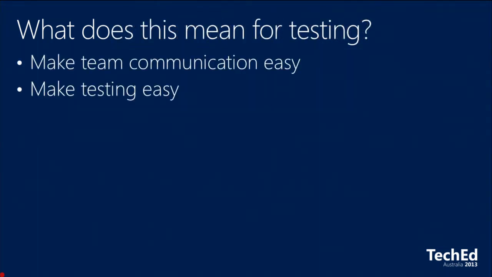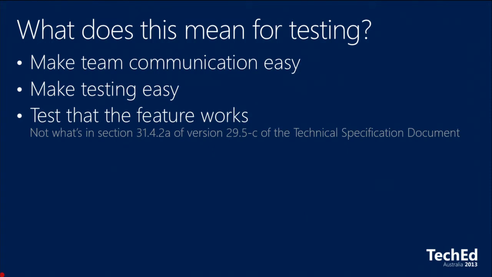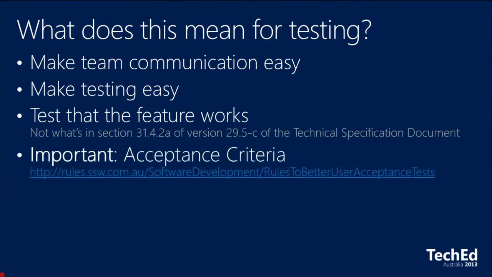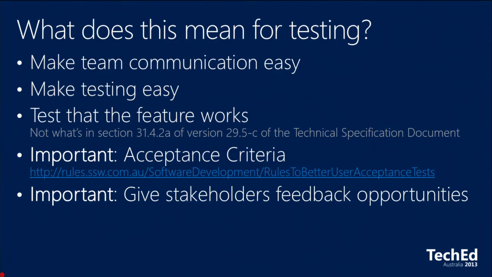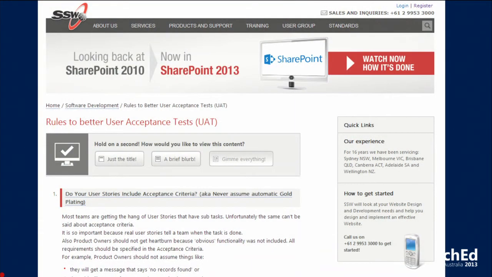All right, make testing easy. Test each feature works. Don't worry about documentation. And as I said yesterday, don't do any work without acceptance criteria. Say no. And try to give stakeholders feedback opportunities early and often. I've got lots of stuff on this about rules to better acceptance tests. I'm not going to go through all that, but if you want to read about acceptance criteria, you'll get a few tips from there that you might be able to use.